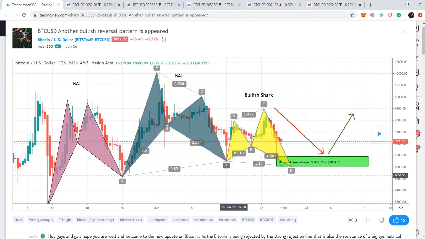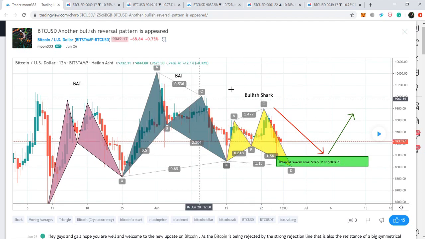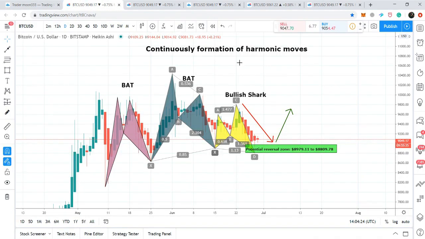In the meanwhile, the price action also started the formation of another bullish Shark pattern. In my previous video, I shared this pattern with you on the 12-hour chart. Now it can be reflected up to a daily chart as well. Therefore, on the live chart, I am going to discuss this chart pattern with you on this daily chart.